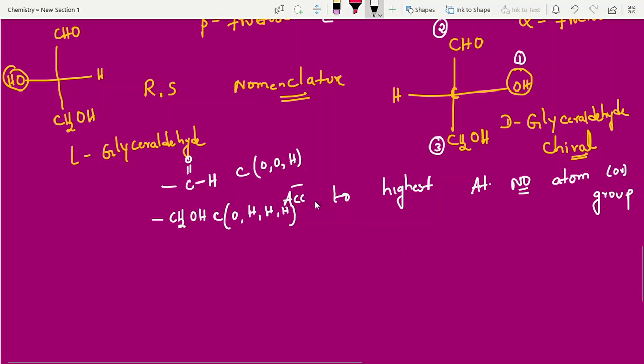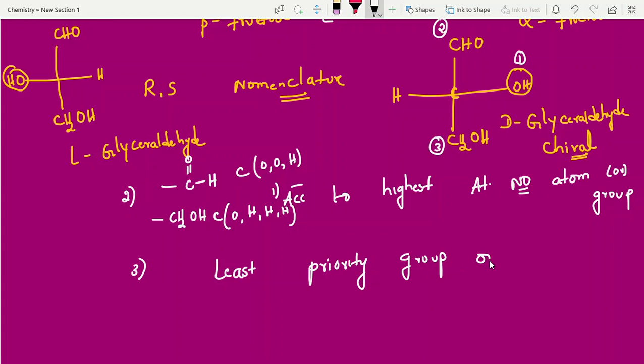This is the first important point, this is the second point, and the third point: least priority group on horizontal, then configuration reverse. That's it. Okay, that's all.